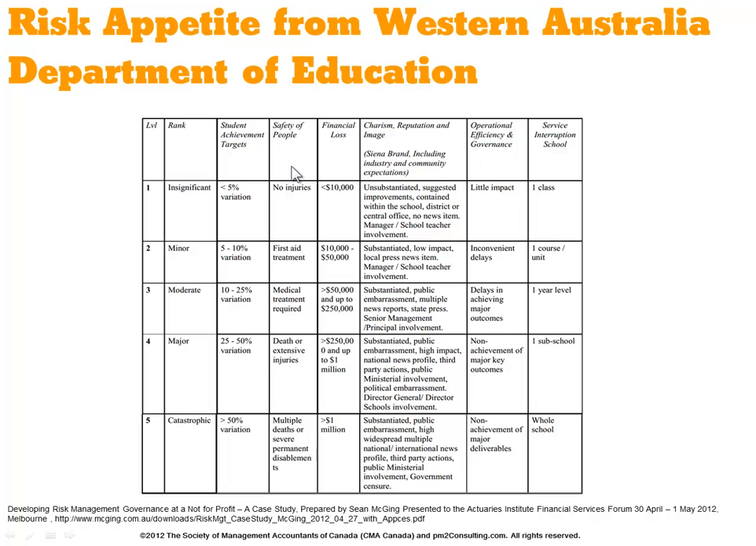What does it do in terms of safety to people, whether those are employees, students, or the broader community? Financial losses, insignificant for them is less than $10,000 and catastrophic for them is more than $1 million. As well as things like reputation, operational efficiency and governance, and service interruption. And so what's interesting is once they've set this criteria, it makes it easier for the team to assess any new risk because they can look at it against this criteria.